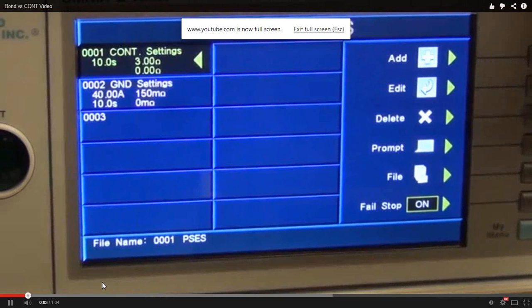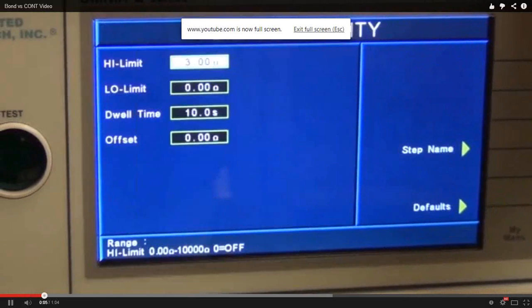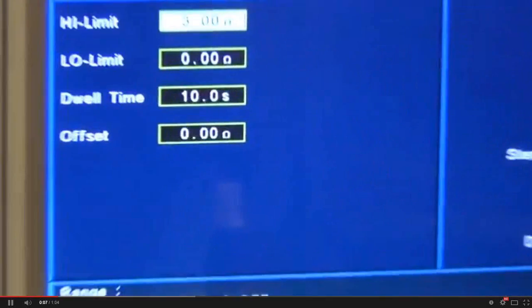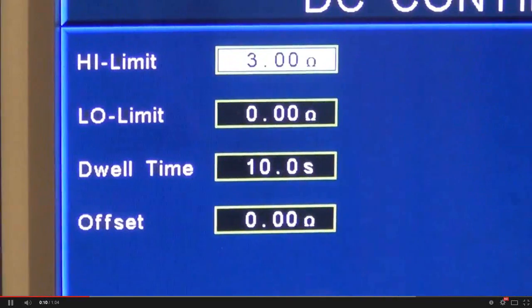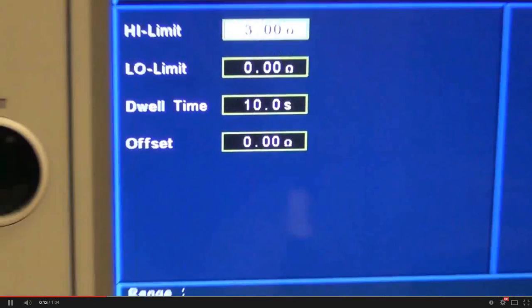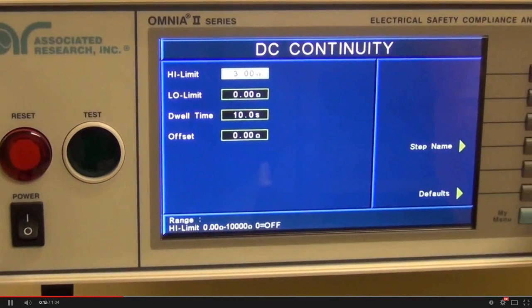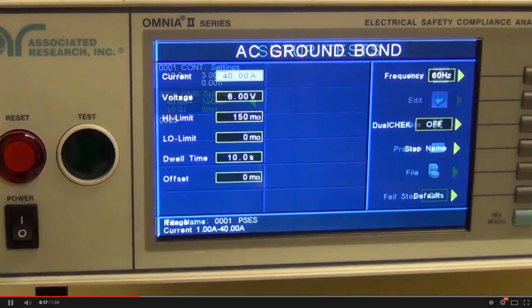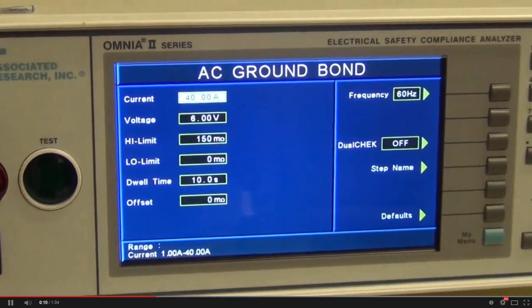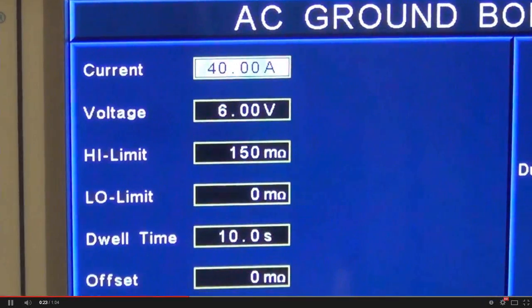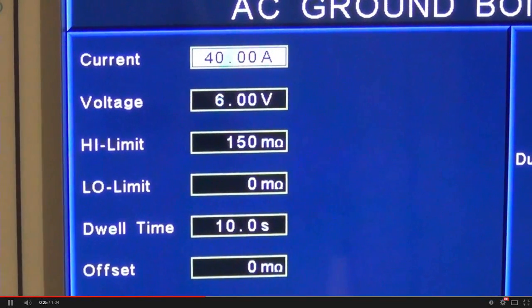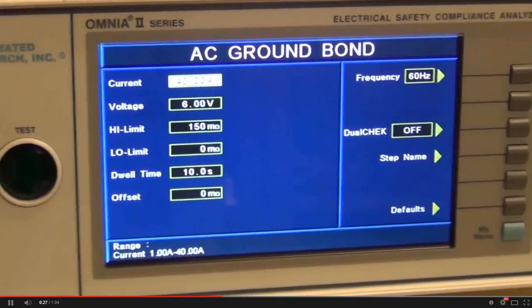So what we have here is, you'll see I have continuity and a ground bond test. I have a DC continuity test. I have a 3 ohm high limit. I have it set for 10 seconds, and I have no offset. I also am going to run a ground bond test right after this. So you'll see here I have it run 40 amps, a 6-volt drop measurement across the circuit, and a high limit of 150 milliohms, also a 10-second test.